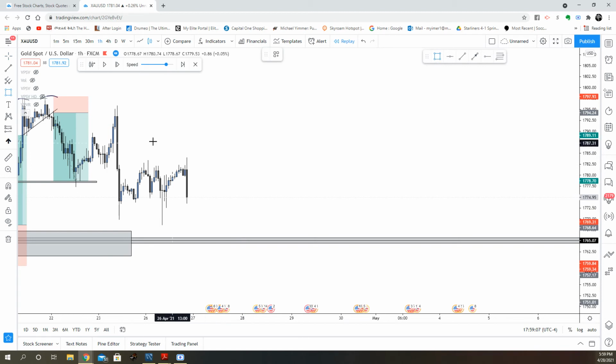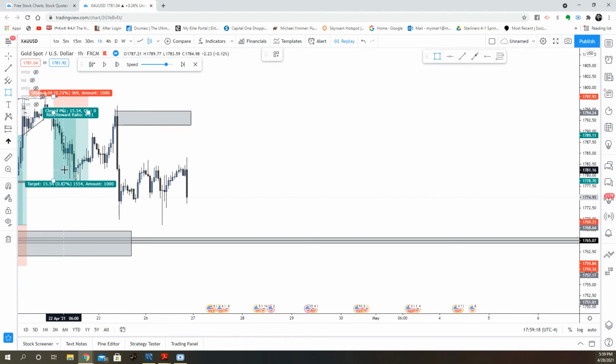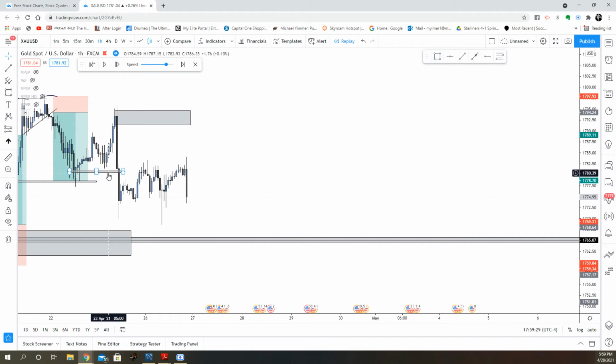Okay, as we can see, do we see a supply here? Yes, we do. Why? Strong move, and look, we got zone rejections, right? So this area is sensitive, as we can see. This area is so sensitive, right? This area.